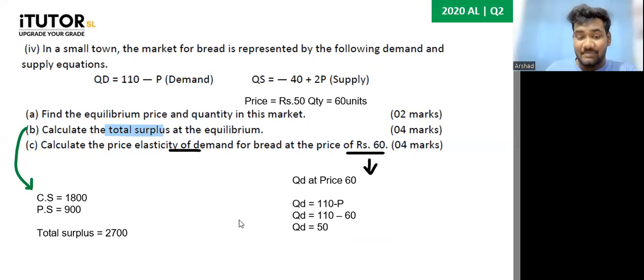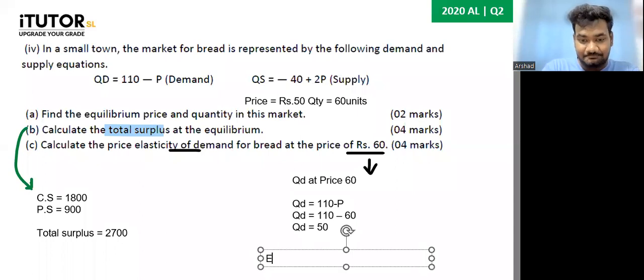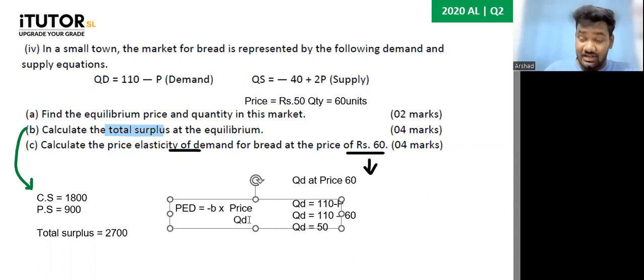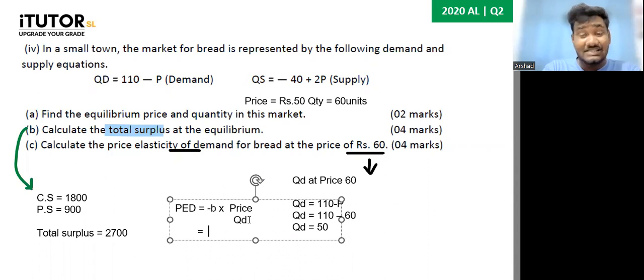So then let's calculate PED. How do you calculate PED? PED equals your minus B component multiplied by price over QD. So how much is that? How much is your minus B, guys, from your demand equation? It is 110 minus P. So P means how much P? P means 1P, right? So it is minus 1.